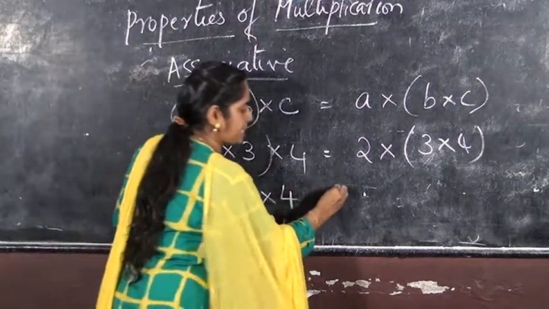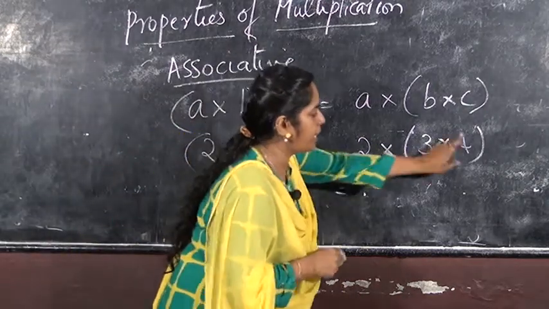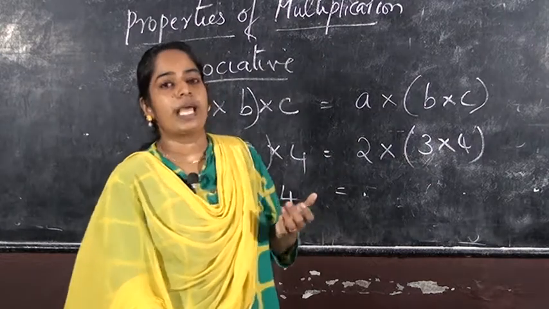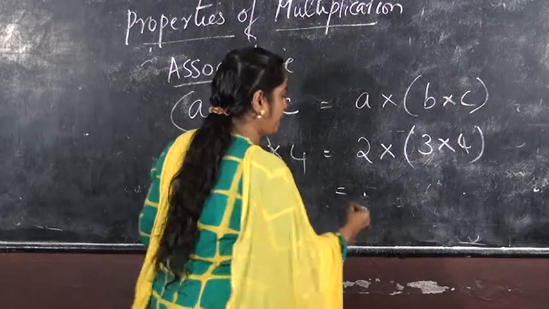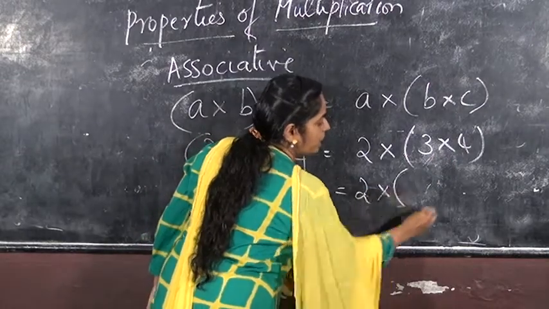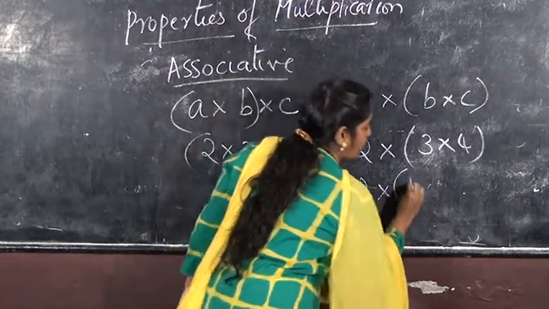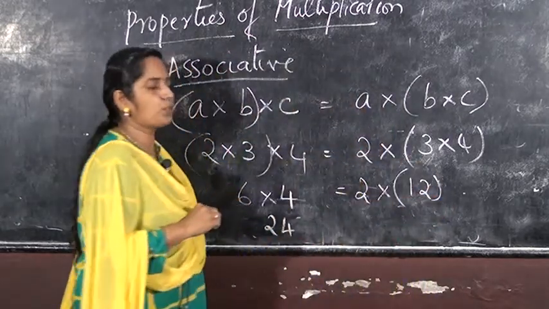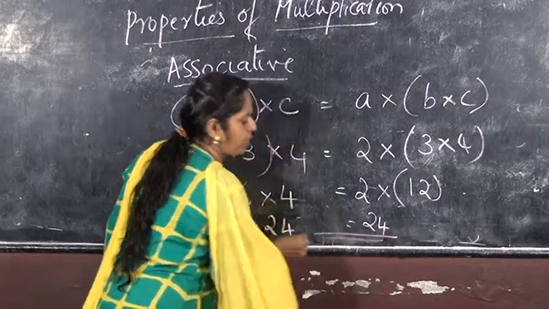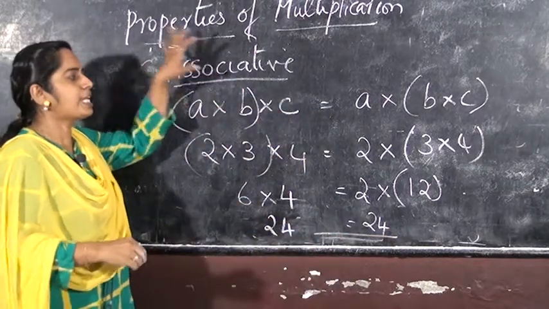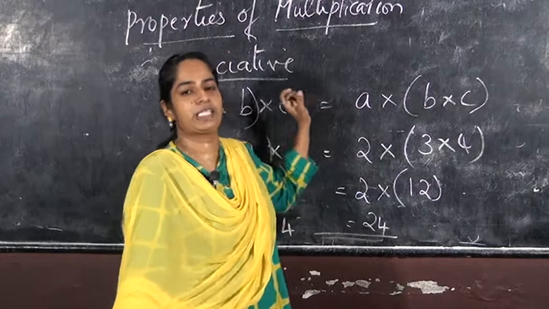Again we can check that side also. 2 into 3 into 4. I told you, inside the bracket, the numbers are what we want to do first. So we can do here 2 into 3 into 4. What is 3 into 4? 12. So here 12. 2 into 12 is what? 2 into 12 is 24. So this equation also is satisfied, that is, the associative property is also satisfied, isn't it?